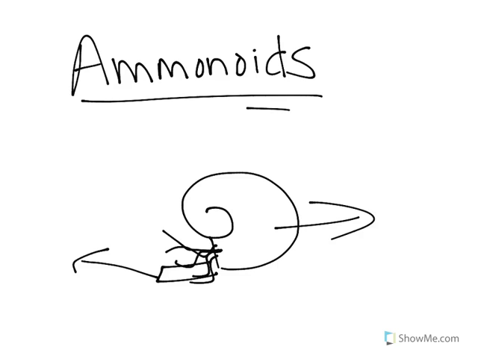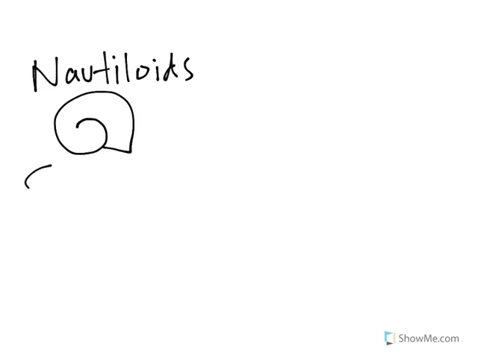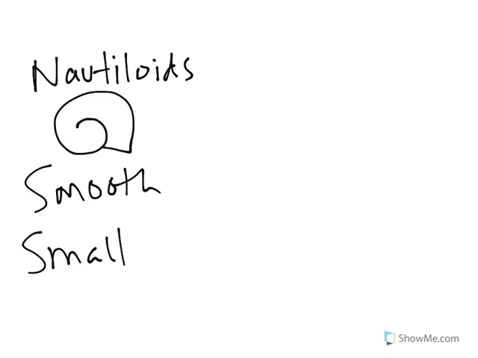However, there's a fundamental difference between our ammonoids and our nautiloids. As we saw with our nautiloids, they have a very smooth shell. And our nautiloids are small. They don't get very big. Now, on the other hand, our ammonoids, they have patterns on the outside. And their patterns are the suture marks.